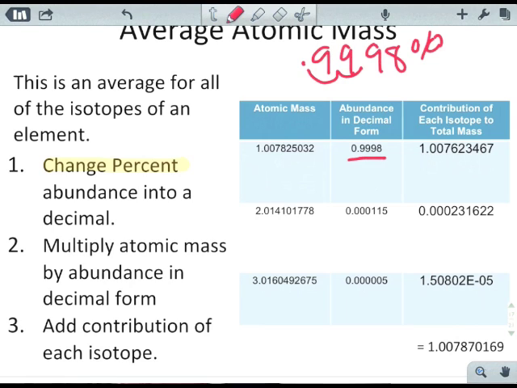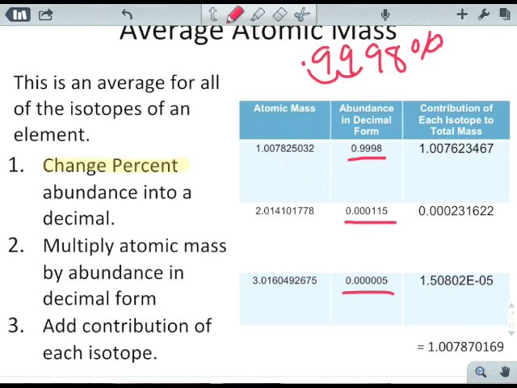That is the decimal form of our abundance. And what we'll see is in hydrogen 2, our decimal form is 0.000115. And then even smaller below it for hydrogen 3. And they're all in decimal form.